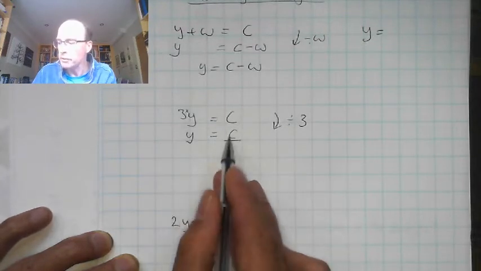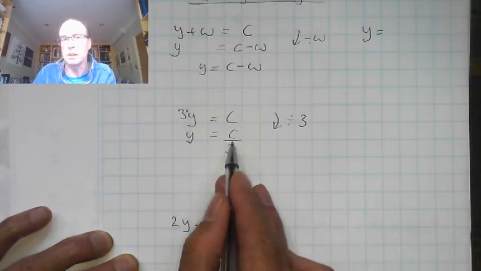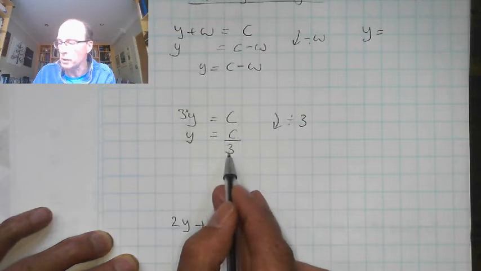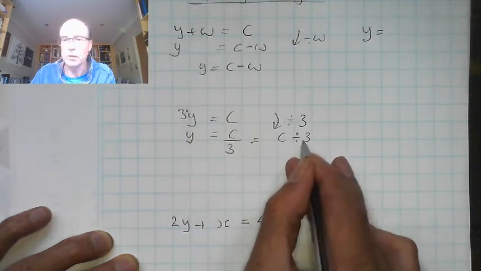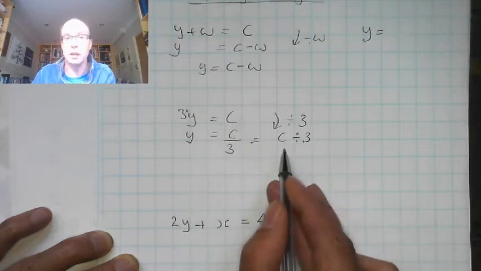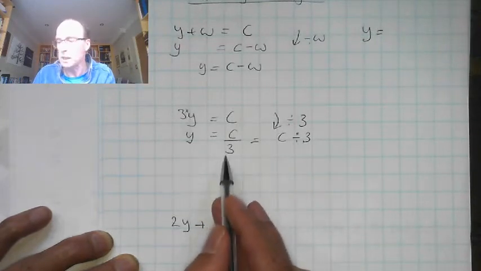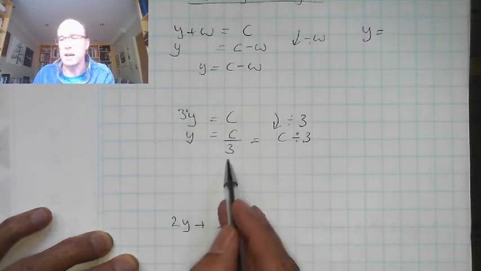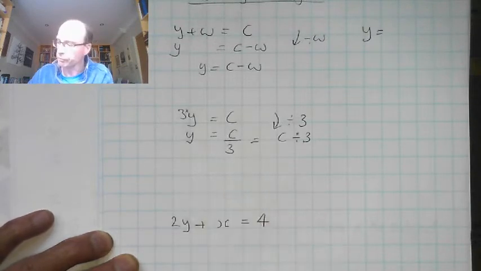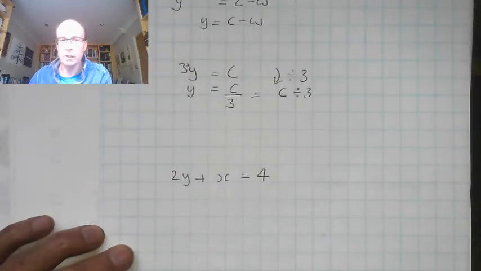Now I've written that as a fraction, because remember all that fraction line means is divide by, so c divided by 3. I could have written it as c divided by 3, it's exactly the same. Normally though, when we're writing our algebraic expressions, we normally use the fraction line and write it like that, so that's just a little bit more common. Right, let's have a look at another example.